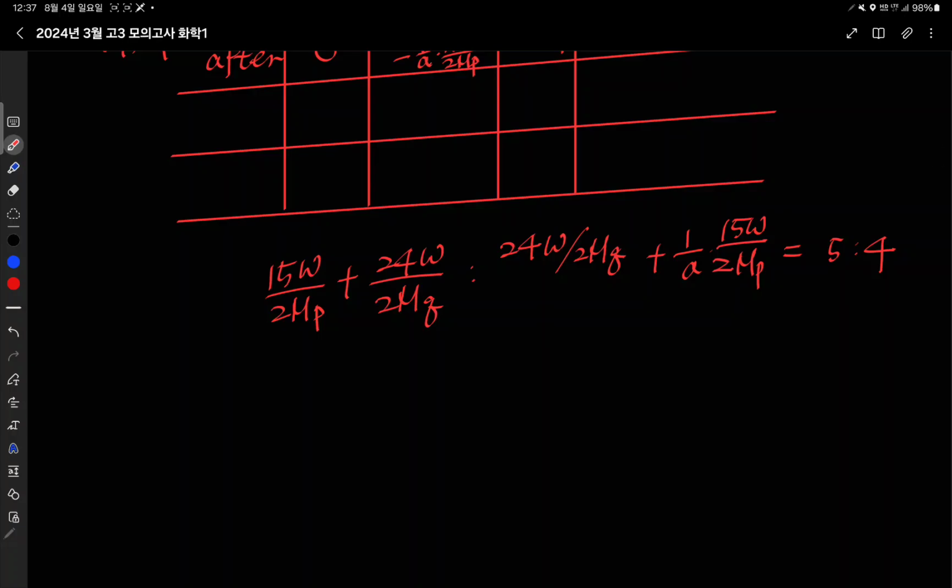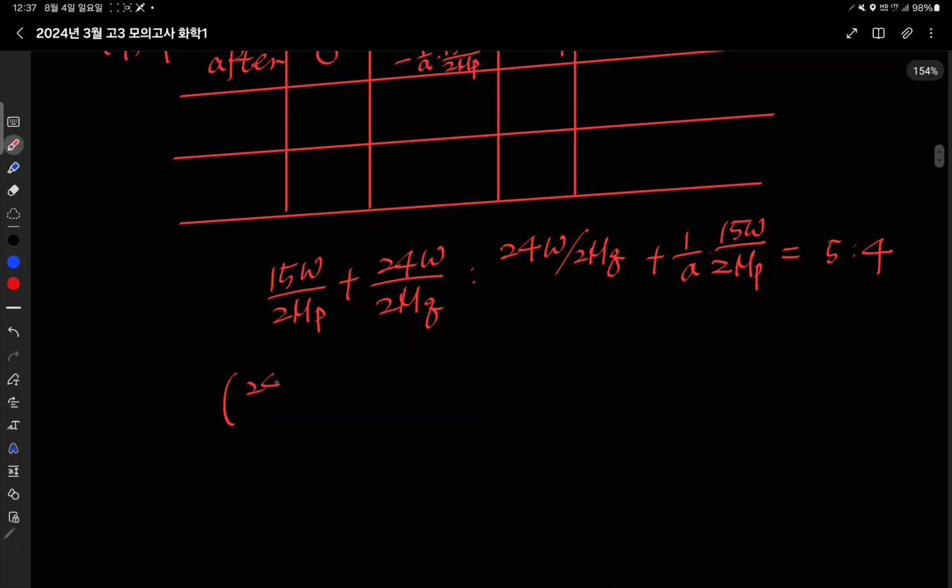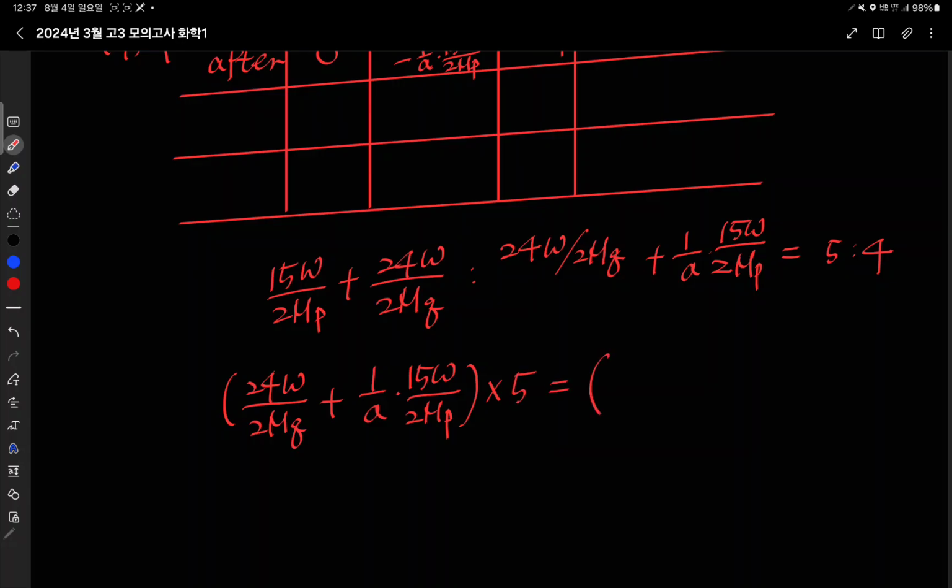So we can make the cross product: the sum of B and C after the reaction times 5 is equal to the sum of A and B before the reaction times 4.